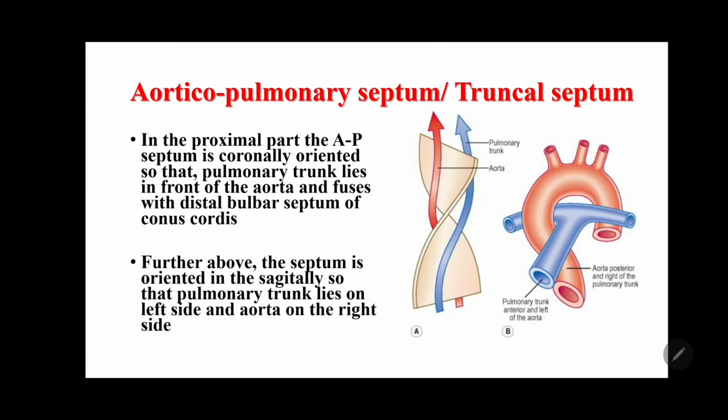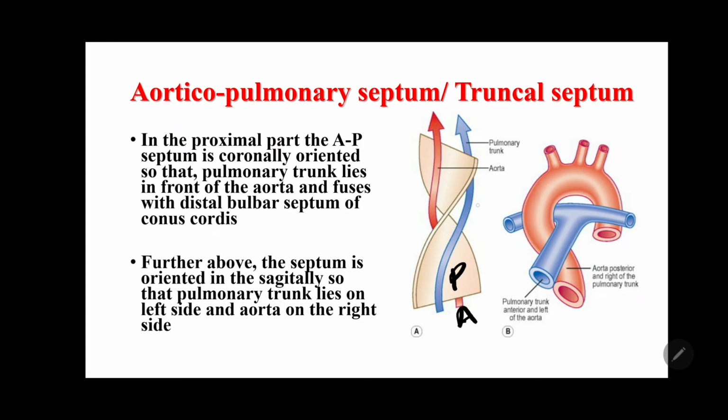So in the proximal part, the aorticopulmonary septum is coronally oriented, meaning it is dividing the truncus arteriosus into an anterior and posterior part. That is, in front you have pulmonary trunk, posteriorly you have aorta, and that fused with the distal bulbar septum of the conus cordis, that we will see in the further slides. Further above, the septum is oriented sagittally, so that pulmonary trunk lies on the left side, aorta on the right side. Here you can see in the proximal portion, anterior is pulmonary trunk, posterior is aortic sac.